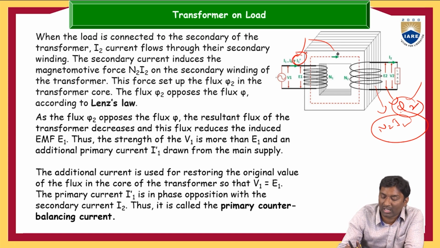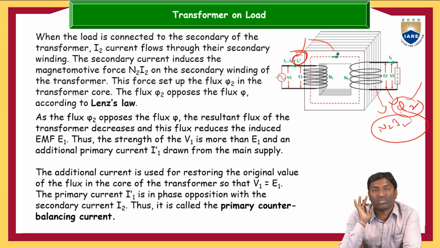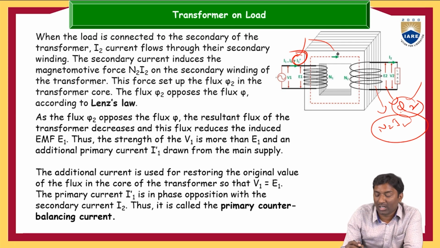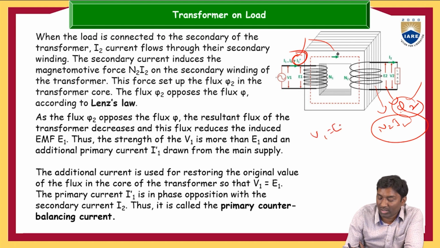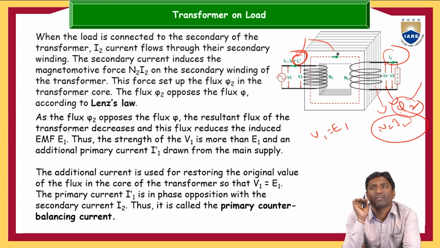That current I am calling I1 dash. I am calling I1 dash the additional current here. That additional current is used for restoring the original value of the flux in the core of the transformer. So V1 will be equal to E1. It means the primary current I1 dash is in phase opposition with the secondary current I2. That's why this is called the primary counter current, or primary counterbalancing current.